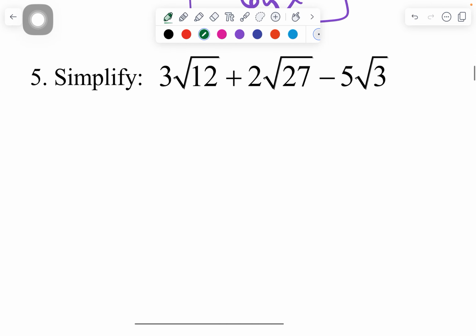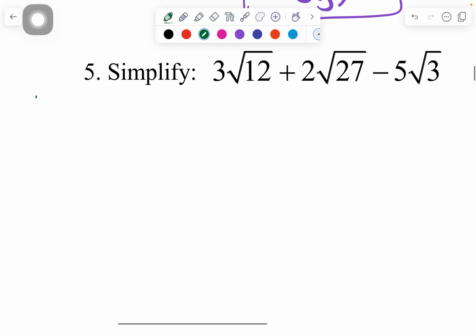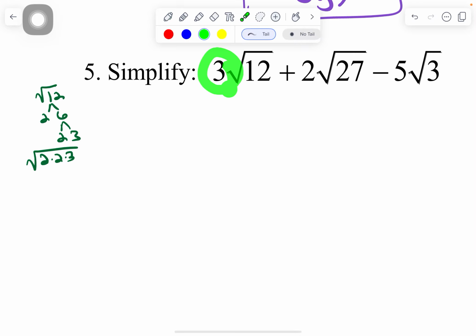All right, we've got some radicals to simplify. So off to the side here, let's break up a root 12 here. Let's go 2 and 6, 2 and 3. So for the square root of 12, we got 2 times 2 times 3. So I'm going to keep this 3. And actually, I'm going to kind of color code this.